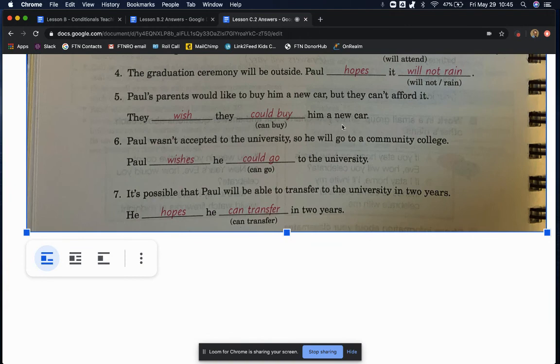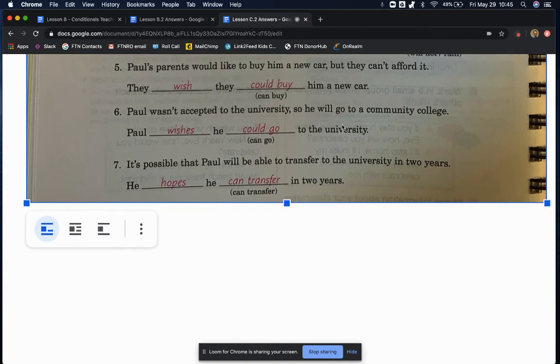Okay? Number 5, Paul's parents would like to buy him a new car, but they can't afford it. They wish they could buy him a new car. All right? So it's certain that they cannot do something. Right? So this is where we would use wish. Okay? It's not possible that they can buy a car. They don't have the money. So they wish they could buy him a car. Okay?